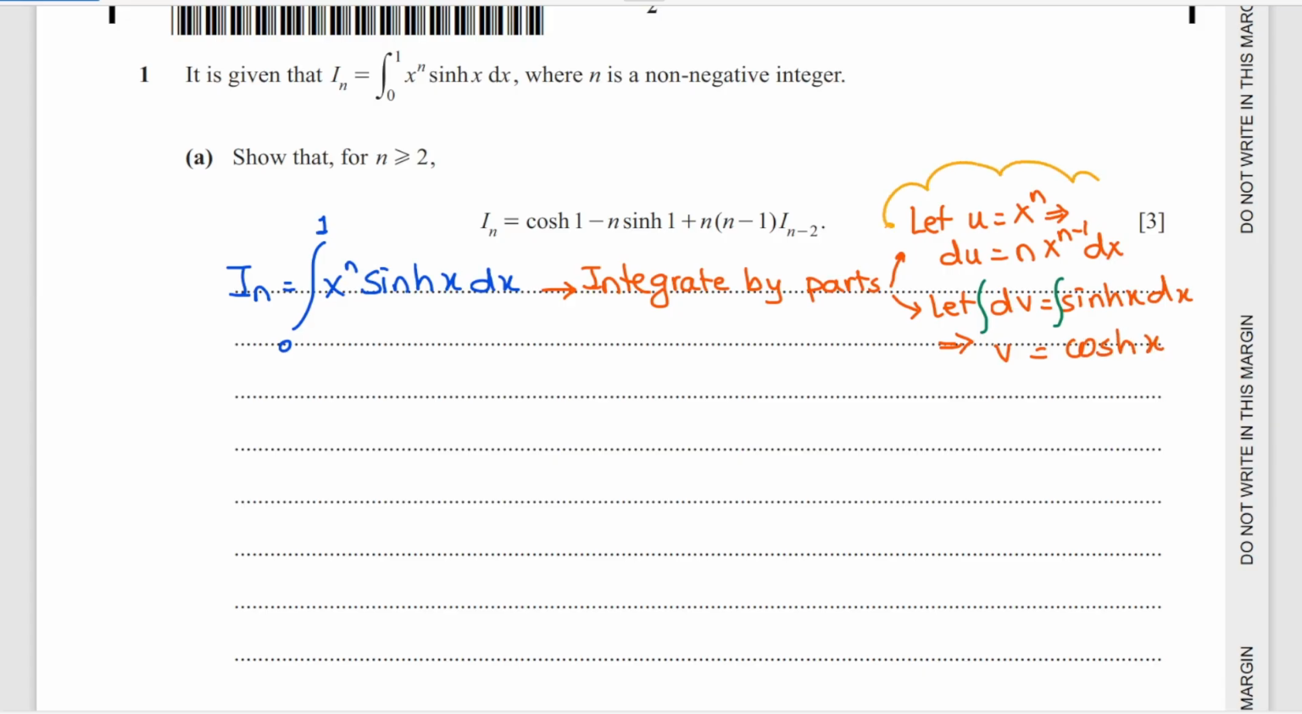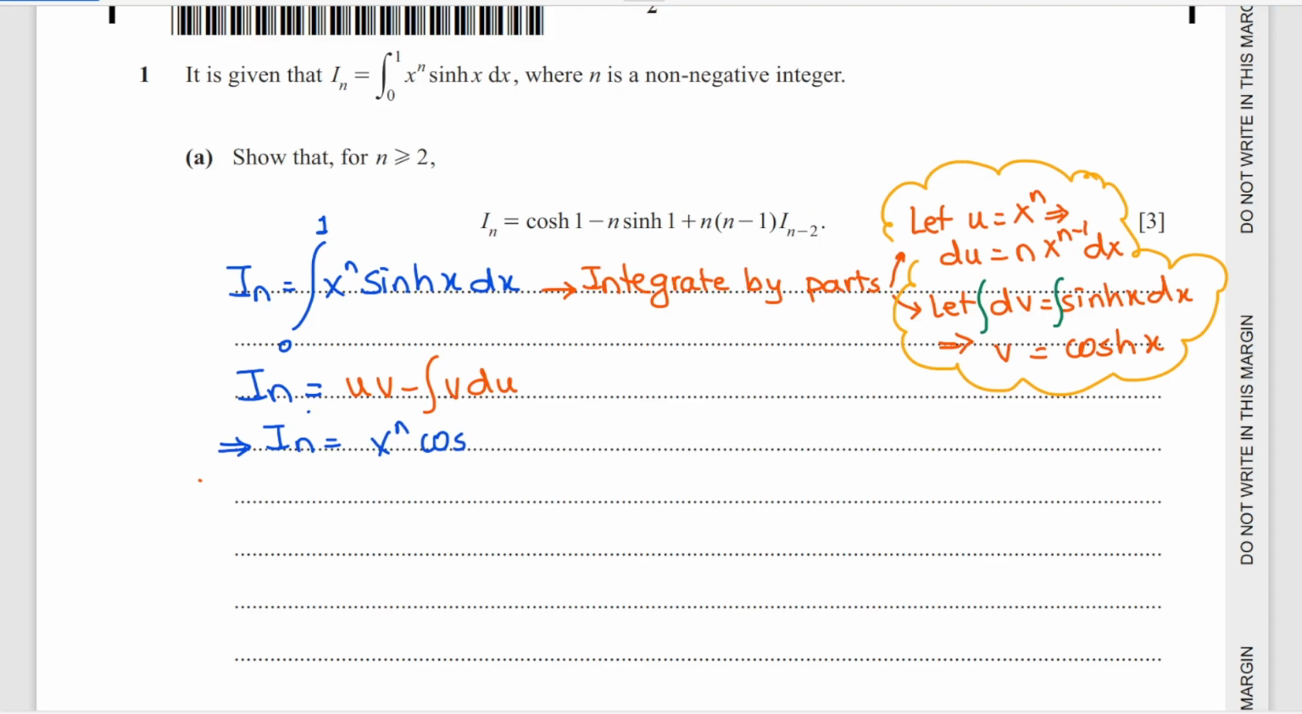Let's now apply the integration by parts rule. I_n is going to be the product of uv minus the integral of v du. Here u is x^n, v is cosh x, and then I have the integral of v and then du, n x^(n-1) dx. So this is u, this is v, and this is du. And this is over 0 to 1.